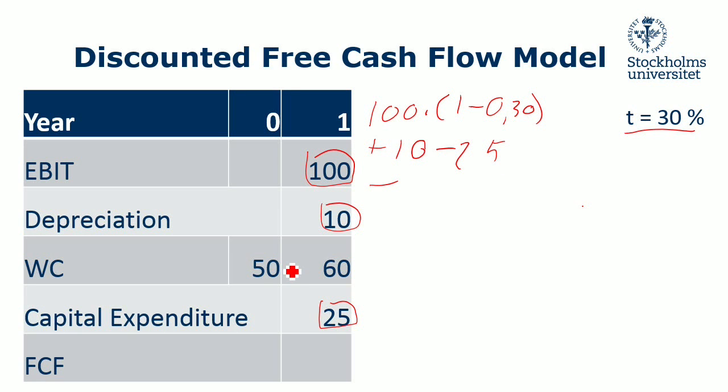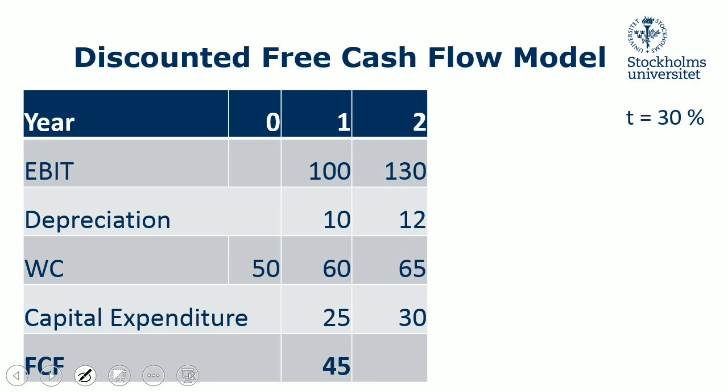Okay, so working capital goes from 50 to 60, so that's an increase of 10, which means that we should subtract 10 here. And if we compute this, it would be, let's see, 45, if I'm not mistaken. Okay, so then we go into year 2. So we have the cash flow for year 1 is 45.